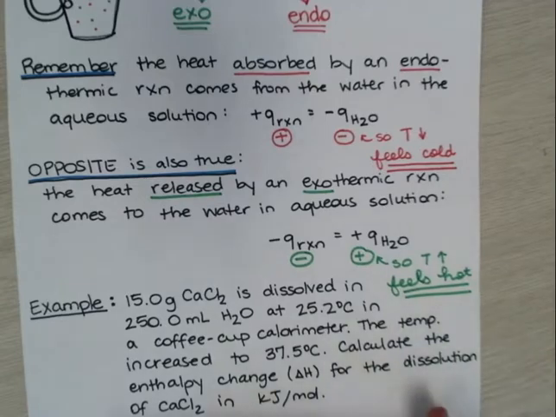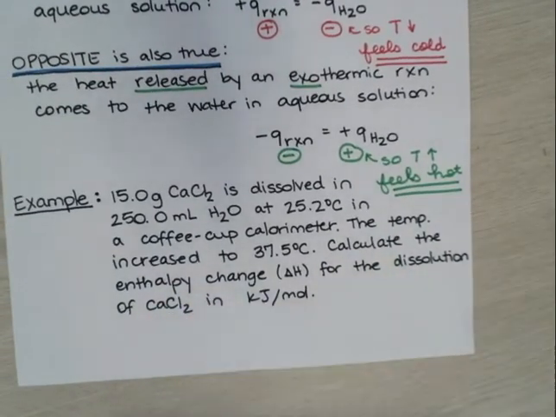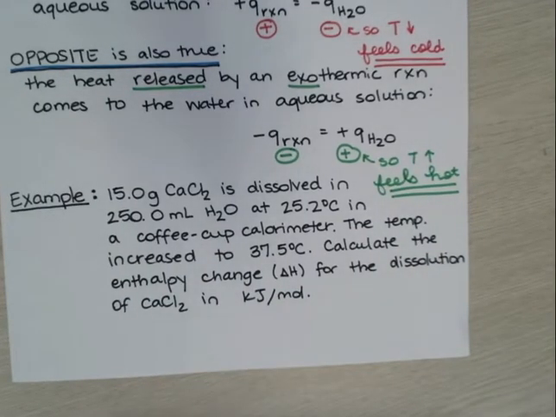Okay? So our first example of this kind of coffee cup calorimetry math is if we have a 15-gram sample of calcium chloride and we're going to dissolve that in 250 milliliters of water at 25.2 degrees Celsius in a coffee cup calorimeter. The temperature increases to 37.5 degrees Celsius. Calculate the enthalpy change, that means delta H, for the dissolution of the calcium chloride in kilojoules per mole.